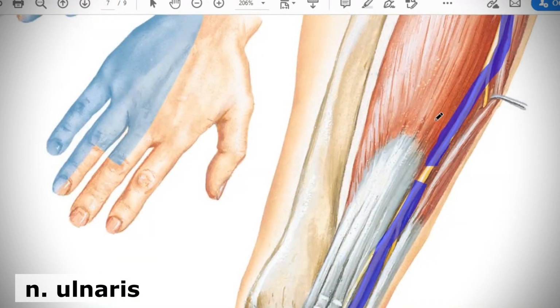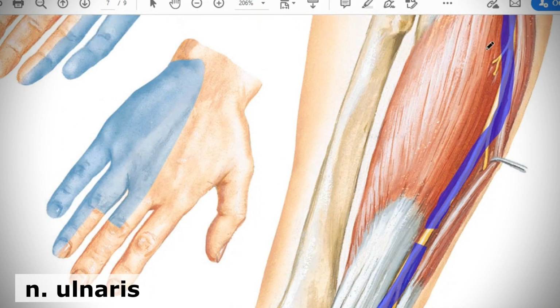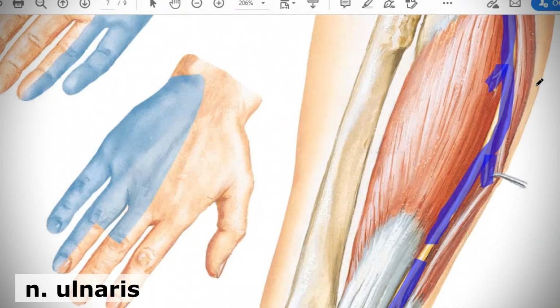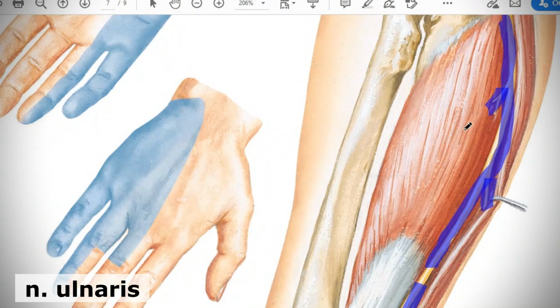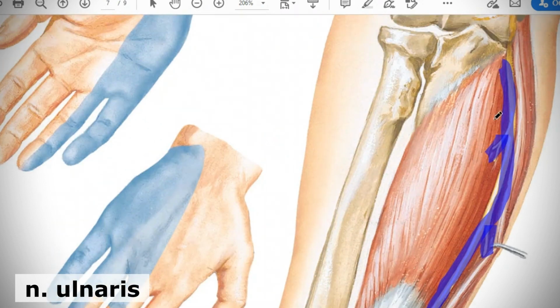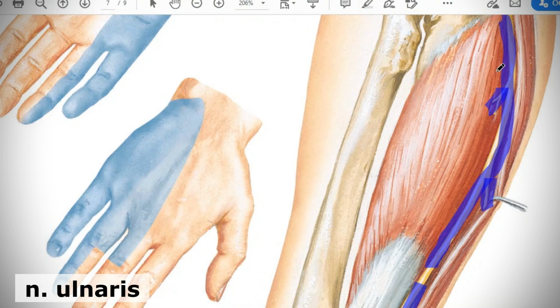So on the forearm it gives motor branches to these two muscles. Nervus ulnaris on the forearm innervates flexor carpi ulnaris and flexor digitorum profundus, only half of it, only the ulnar head, the caput ulnare, of this deep flexor of fingers.